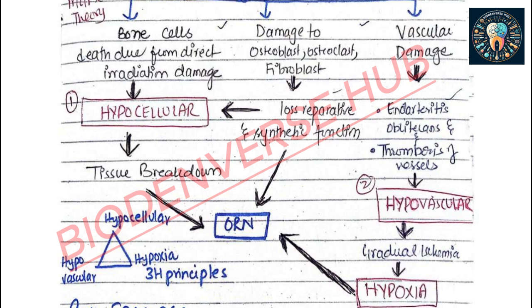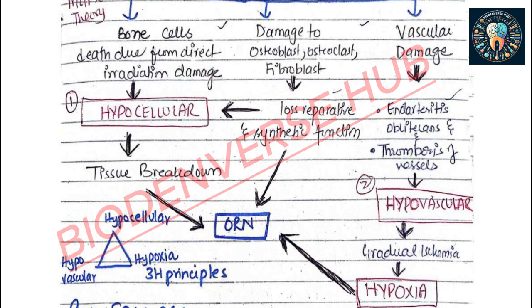And due to this thrombosis, the blood supply will be highly affected and it will be blocked, which will lead towards hypovascularity. As hypovascularity occurs, there is no nutrient supply, no oxygen supply, gradual ischemia will occur, and that will lead to hypoxia. Hypoxia is a condition of increased oxygen demand, but the supply is decreased, not meeting that demand. So hypoxia will also occur. And this hypovascularity and hypoxia will gradually lead towards the development of osteoradionecrosis.